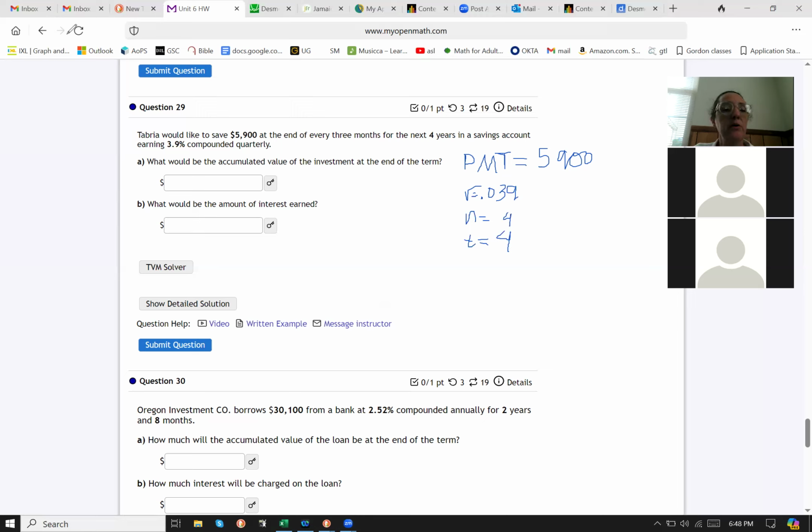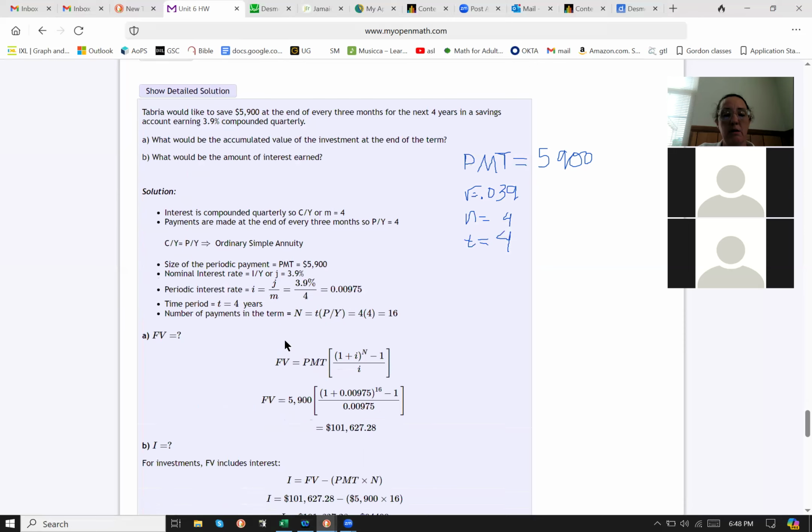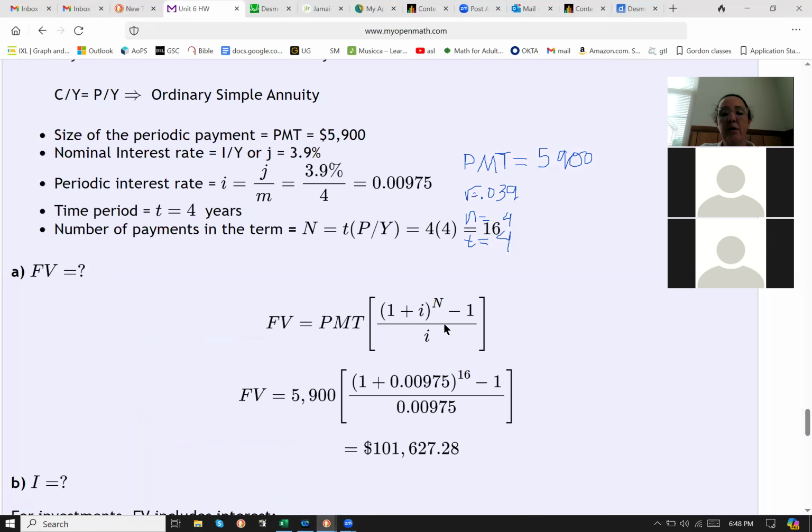And now I'm just gonna click right here to show you the formula. I'm gonna be using this formula right here. Now, the I is standing for the periodic interest rate, which is the R divided by the N. So the 0.039 divided by 4. So please jot down this formula and then we'll put it into Desmos together.